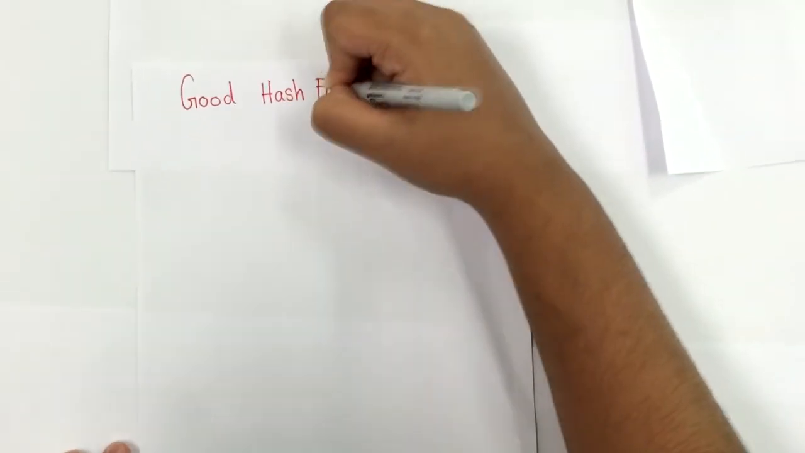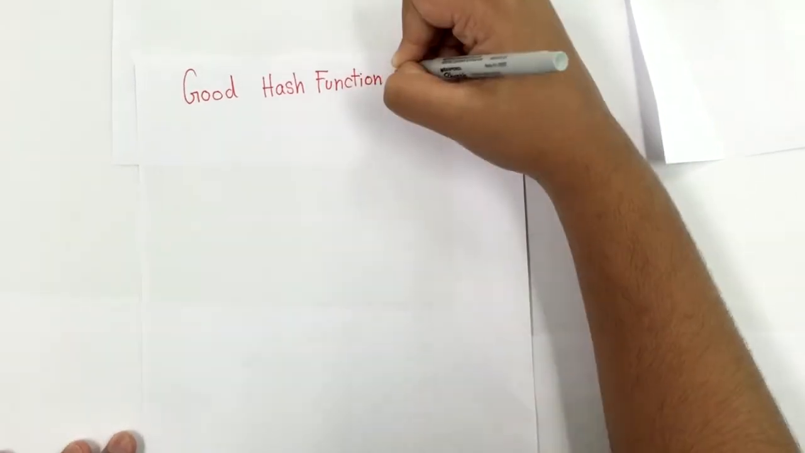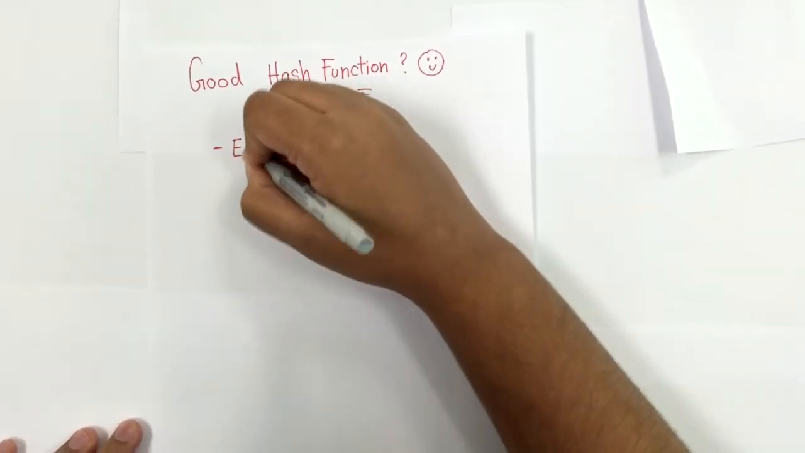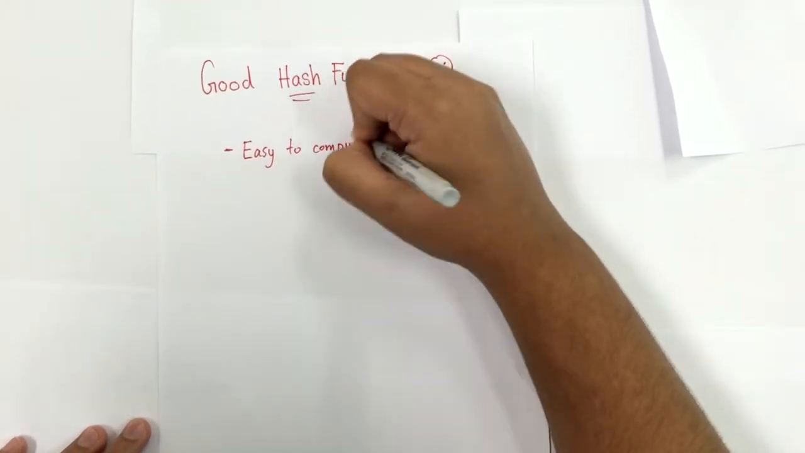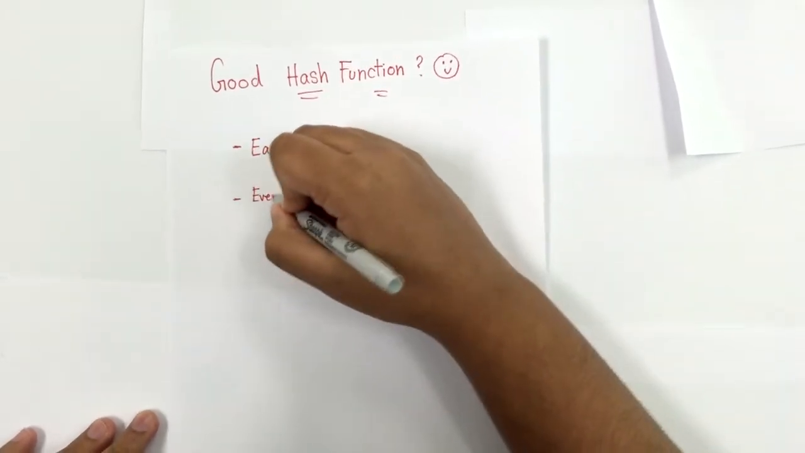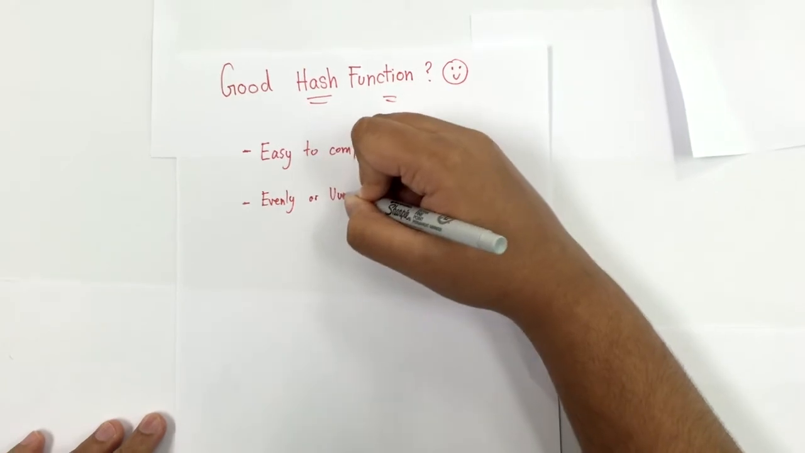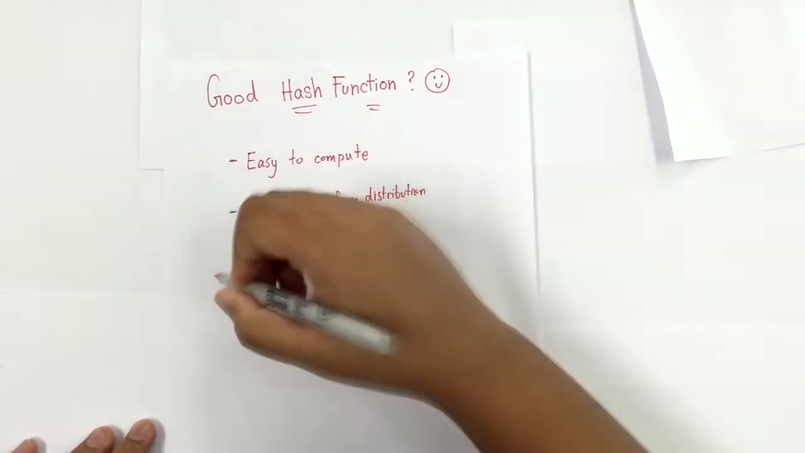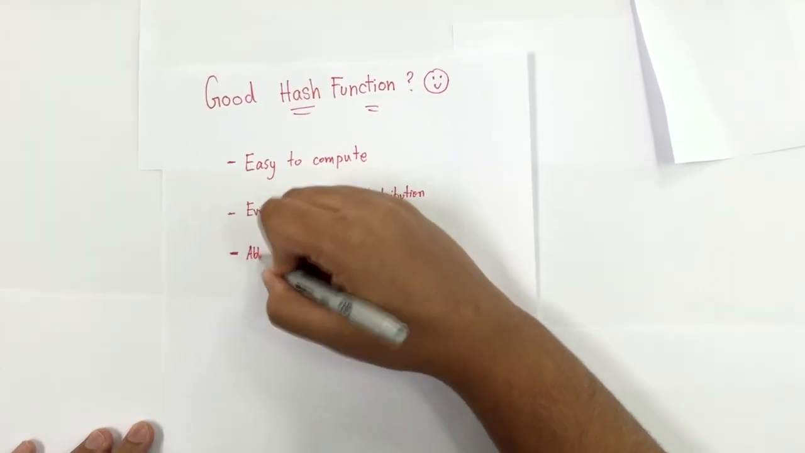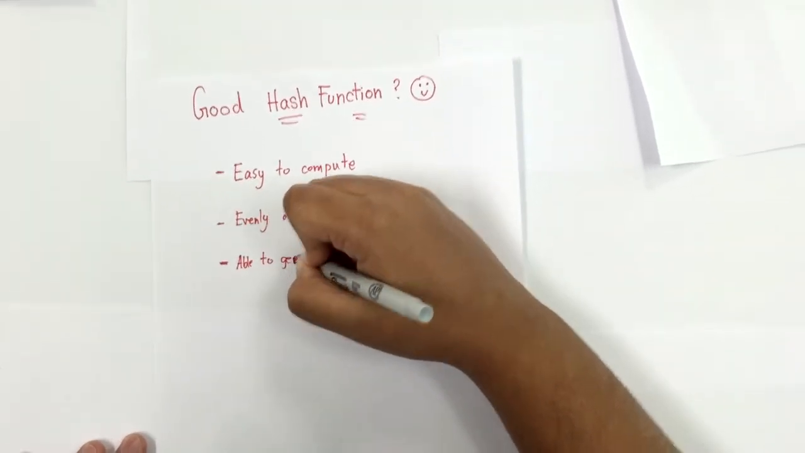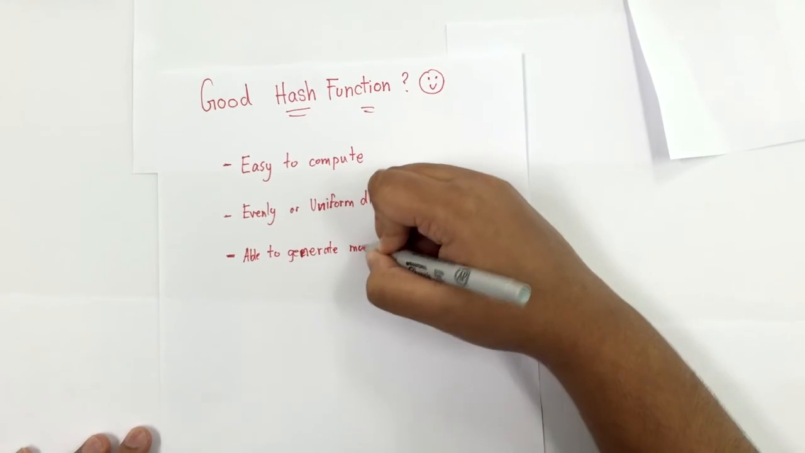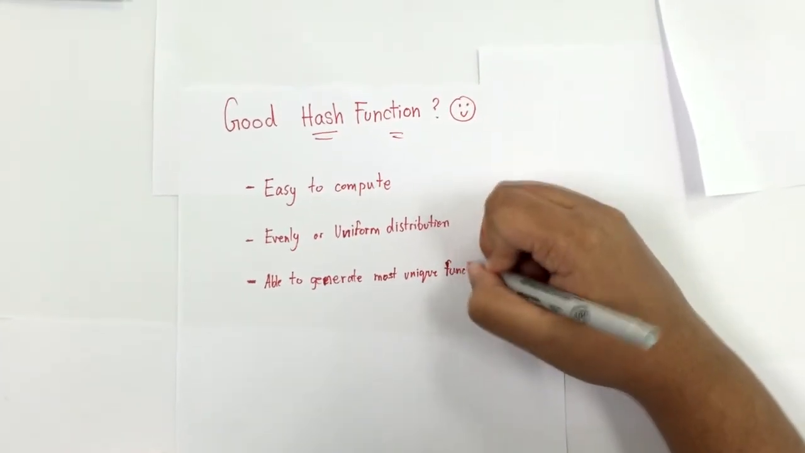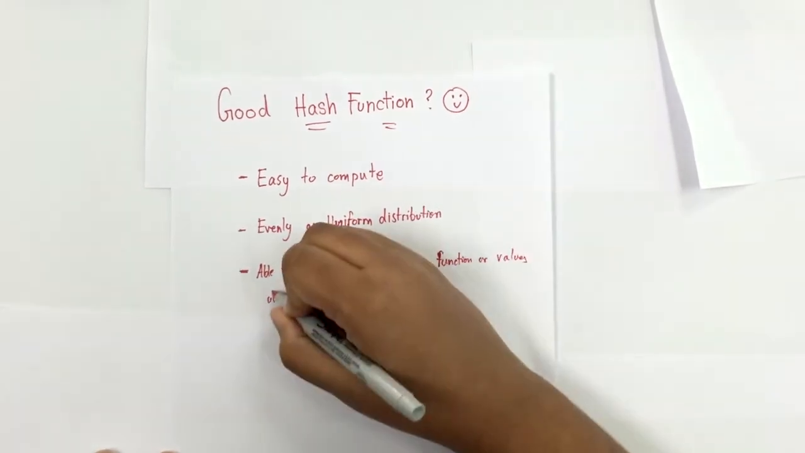So now I'm going to talk about good hash functions. What are the characteristics of a good hash function? A good hash function should be easy to compute, it should have an even or uniform distribution, and it should also be able to generate different hash values, or unique values, for the keys.